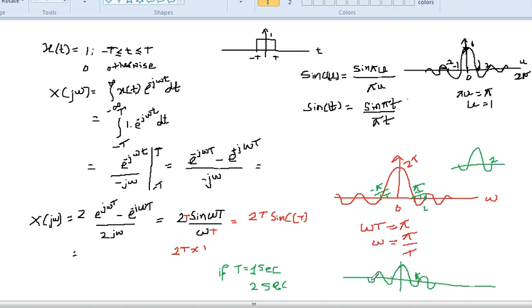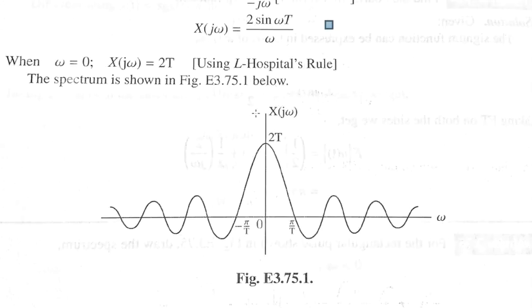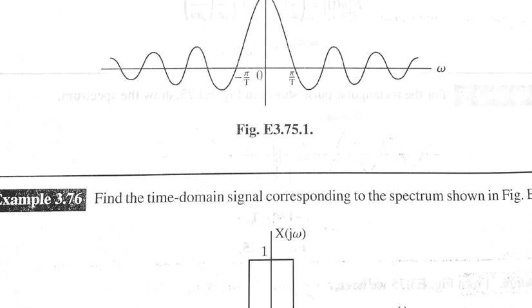The number of lobes existing within the duration 2 pi depends on the value of T. So this is a very important problem. I hope you all understood this. So this problem is solved and it's given in this way, and the nature of your output would be in the sinc form, with minus pi by T and plus pi by T.